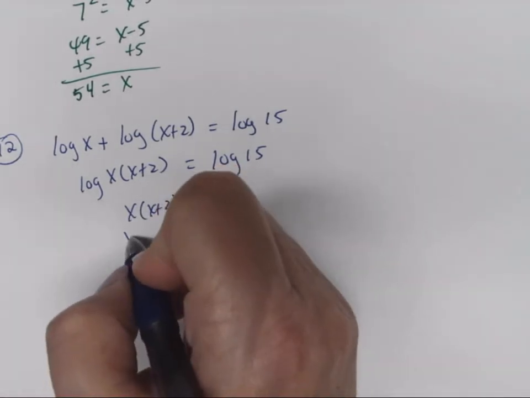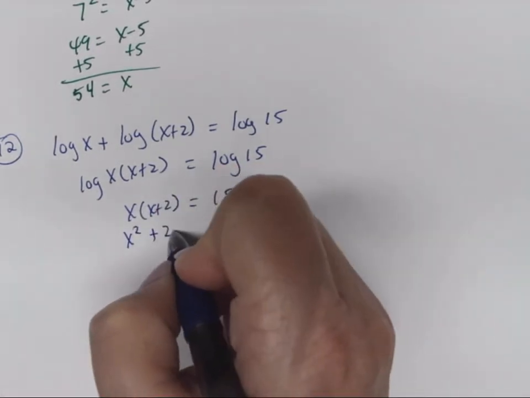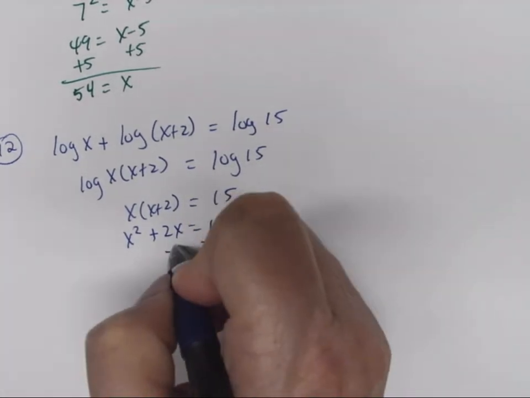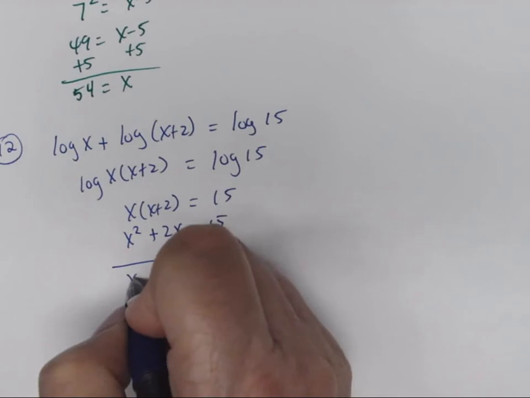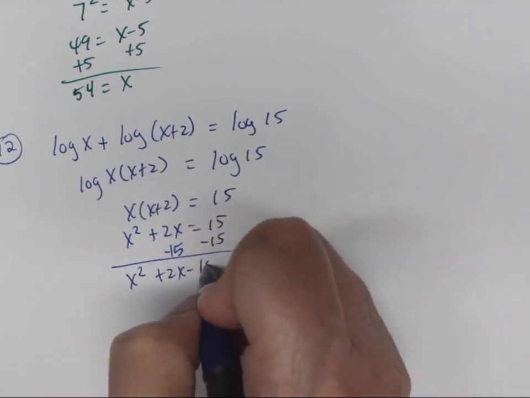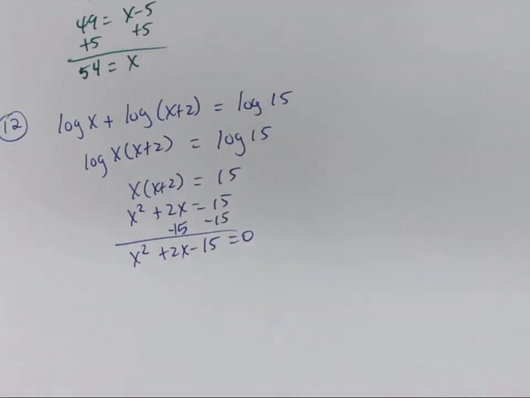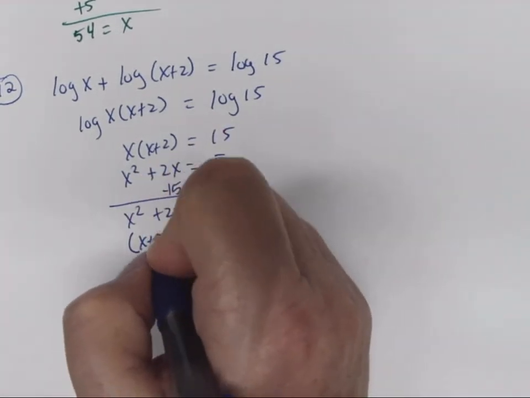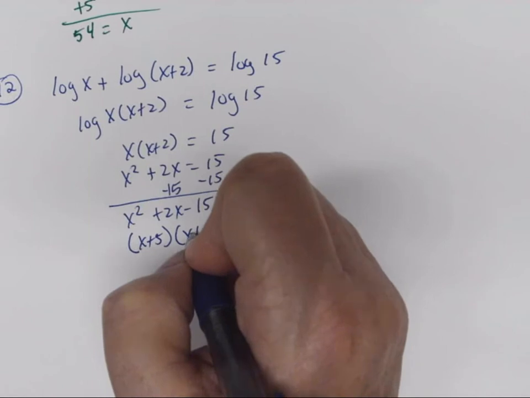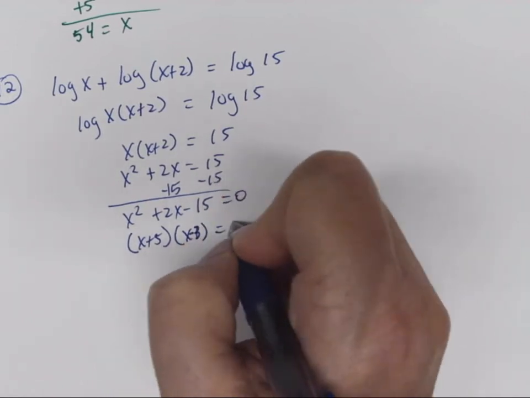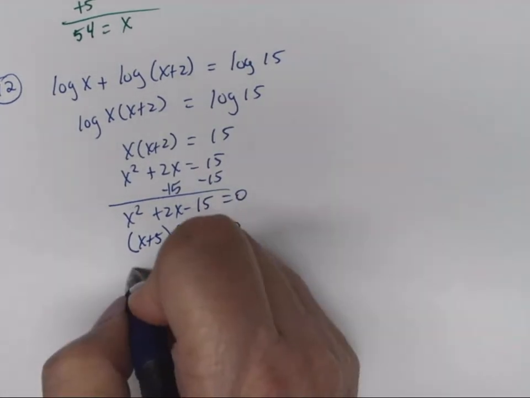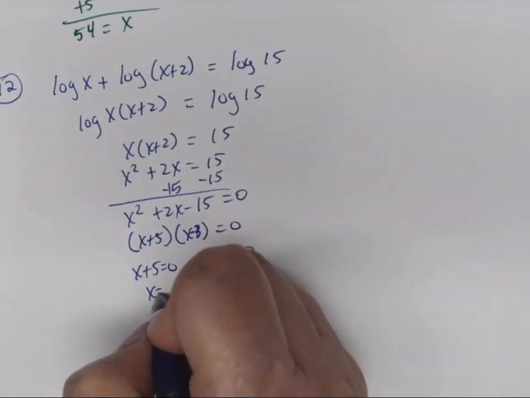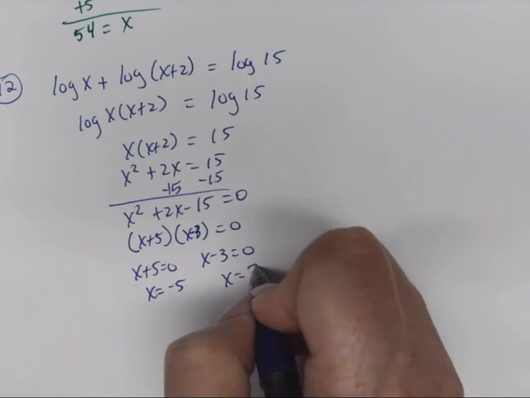Well, x times x will get me x squared. x times 2 is 2x, equal to 15. Move the 15 over. So x squared plus 2x minus 15 is equal to 0. We need to factor this. It's going to become x plus 5 times x minus 3 equal to 0. So x plus 5 equals 0 and x minus 3 equals 0. x will equal negative 5 and x will equal 3.